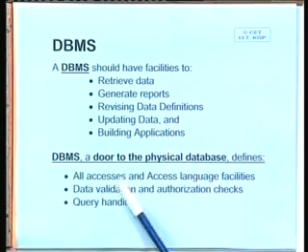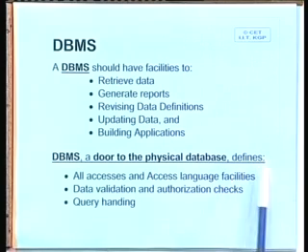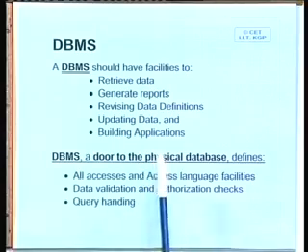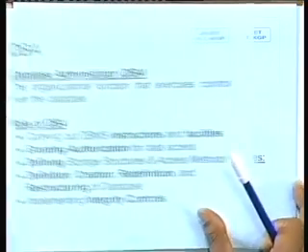The DBMS is called a door to the physical database. Why? Because it defines all accesses and access language facilities, data validation and authorization checks, and query handling. You cannot bypass the DBMS. If you want to use the database, you have to go through the DBMS. So it is called a door to the physical database, right. Is it clear? I will come back to this, do not worry, there is another slide you can note from.